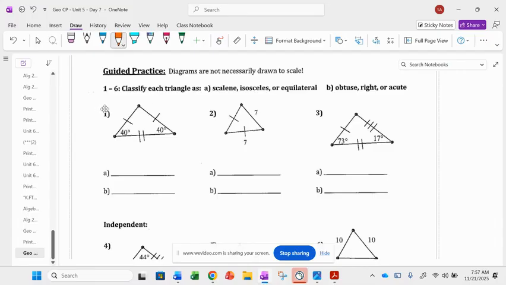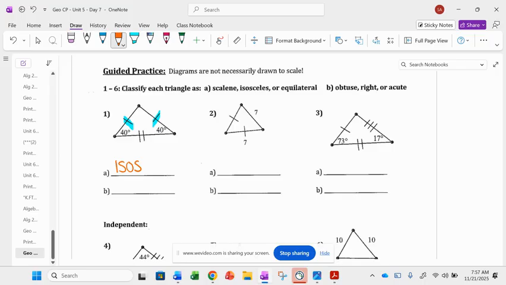So right now, do you see in number one how I marked these two with the same marking? Since those two are marked with the same marking, doesn't it mean that those two sides are congruent? Is the last side also congruent? No, because that has two slashes while the other ones just have one slash. So only two sides are congruent here. What do we call a triangle with only two sides congruent? Isosceles. And I write isos.